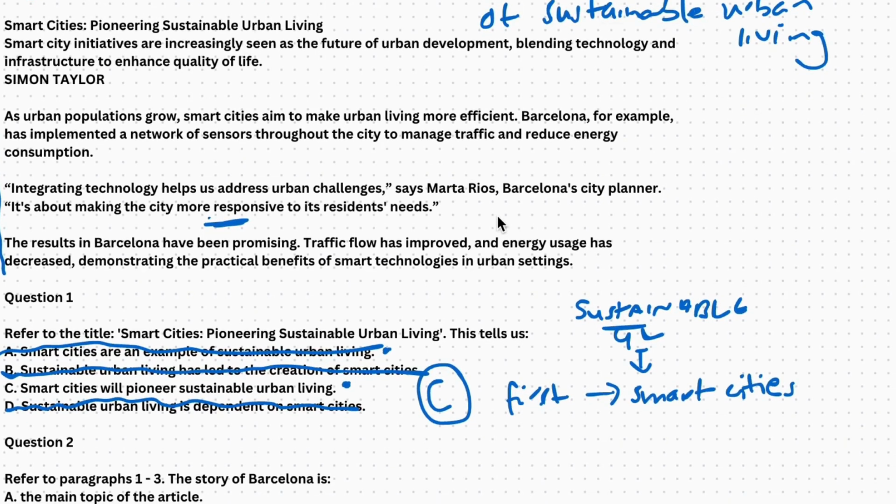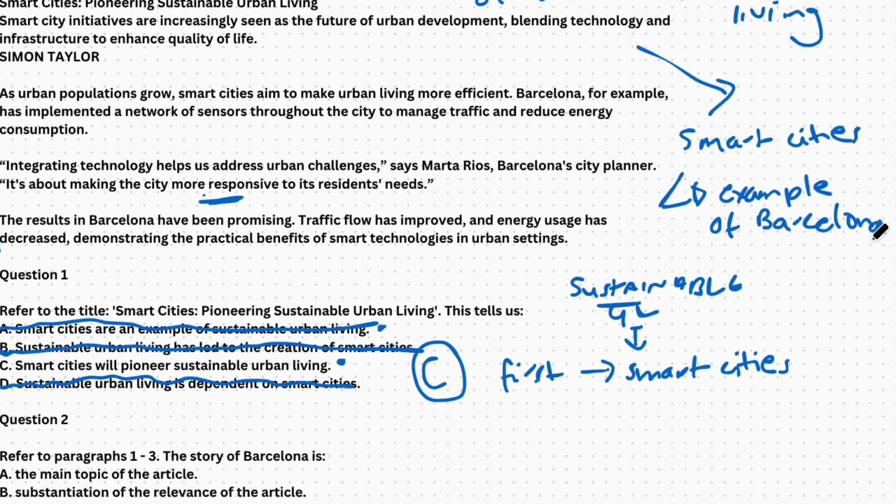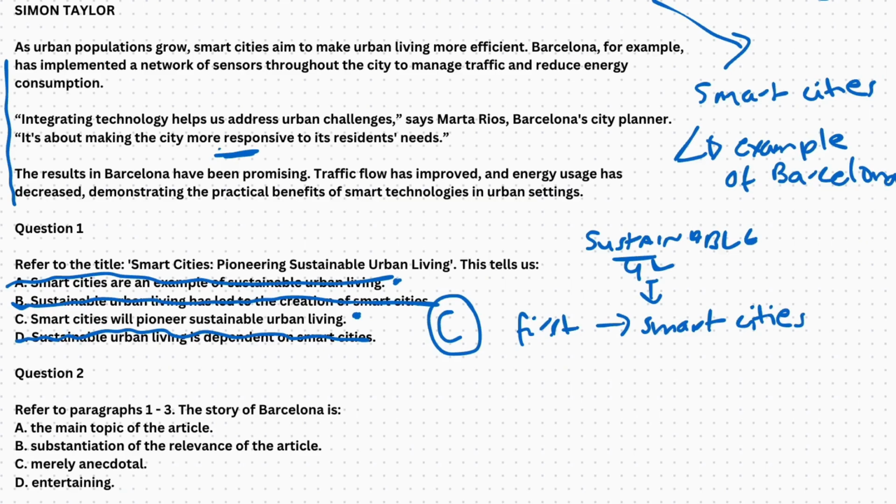If we look a little above, we have to break down what this passage is really telling us. We have at the top the focus of the article, which is smart cities. And then the rest of the article is giving us this example of Barcelona and how it has become more efficient and more of a smart city. So the story of Barcelona in paragraphs 1 to 3, is it the main topic of the article? No, I would not say it's the main topic, because if we look at the heading, there's no mention of Barcelona in the heading. It's more this focus on smart cities. B, substantiation of the relevance of the article.